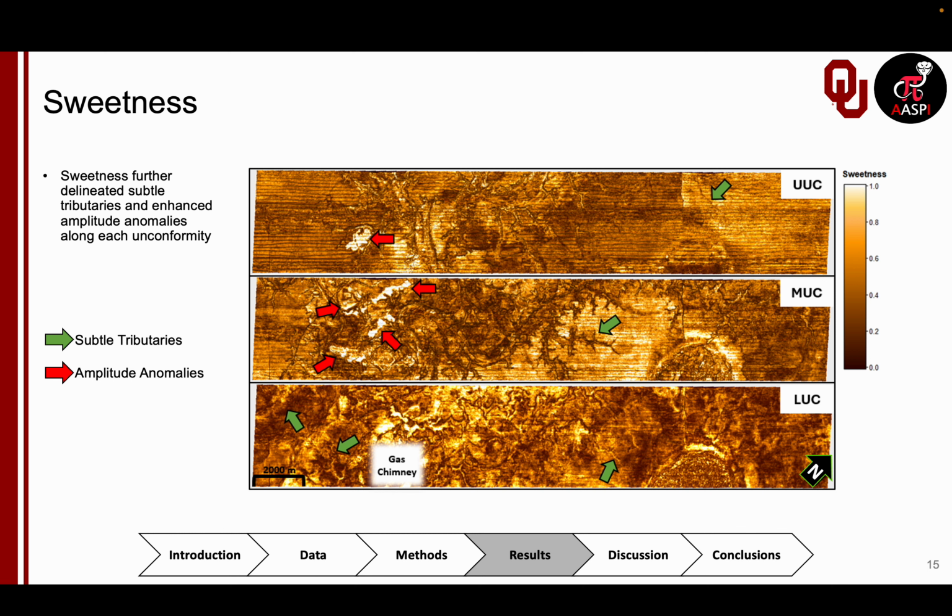Sweetness, being that it is partially derived from amplitude, we see a similar trend. So we just see that this sweetness attribute is further enhancing these subtle tributaries, and then now you can really see these amplitude anomalies along specifically the middle unconformity, as indicated by these red arrows.